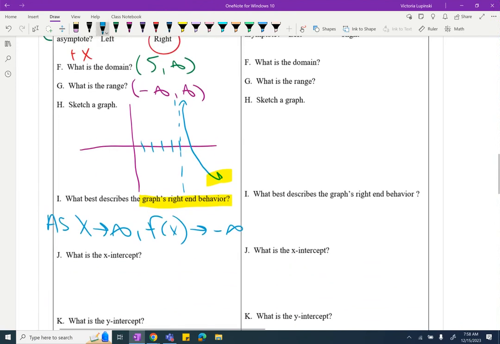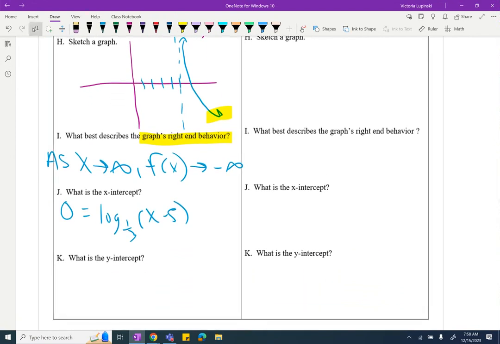In order to find an x-intercept, you put a 0 in for y. So 0 equals log base 1/3 of x minus 5. Again, in order to solve this problem, you could either exponentiate both sides, or if it's a simple one like this, you can do the loop. So 1/3 to the 0 equals x minus 5. Anything to the 0 power is 1.